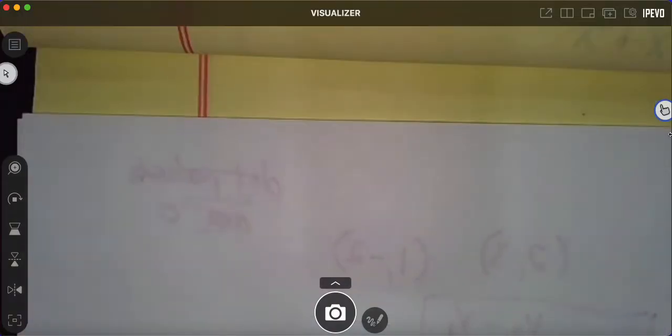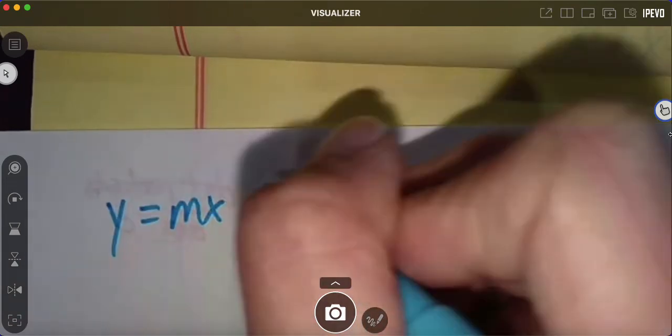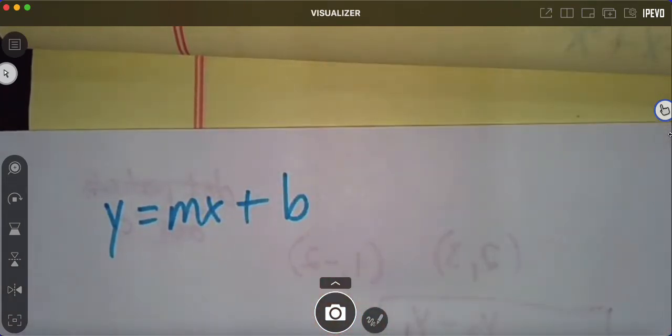Write the equation in slope-intercept form. So it's y equals mx plus b.